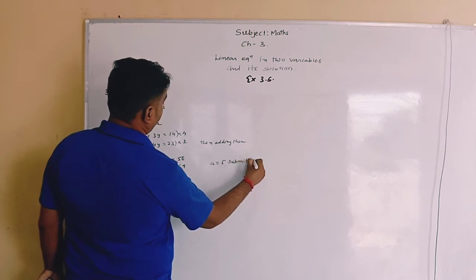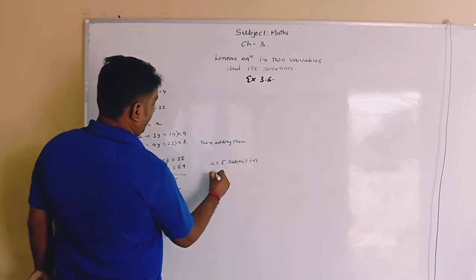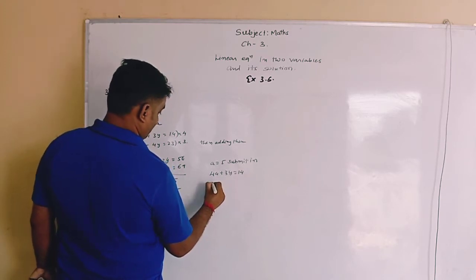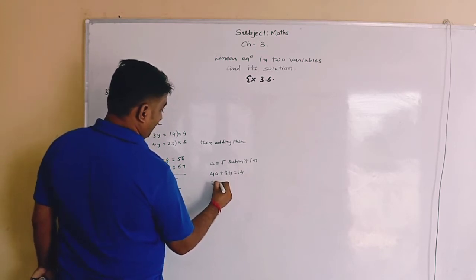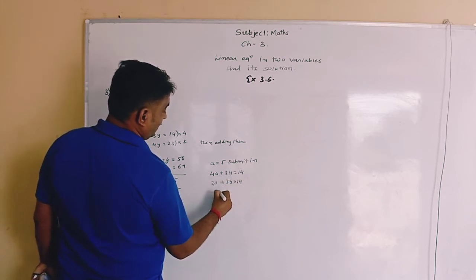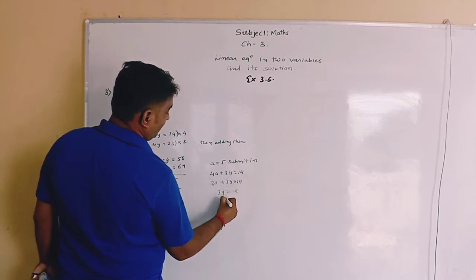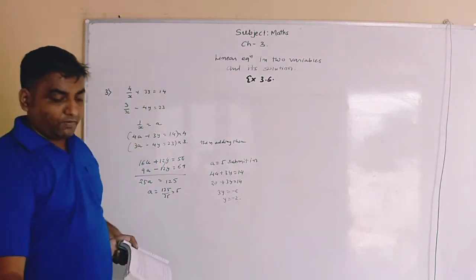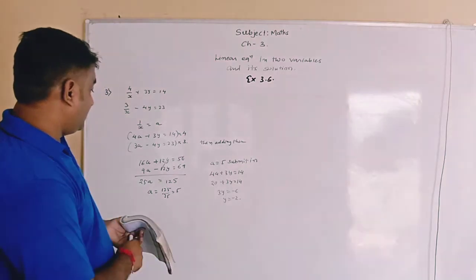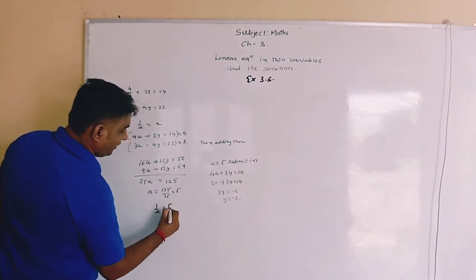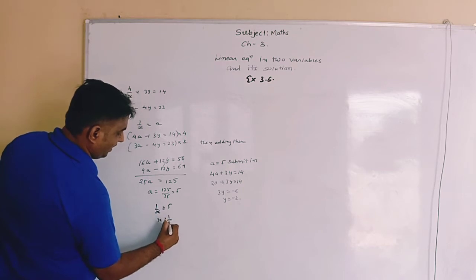Substituting into 4a plus 3y equals 40, so 4 times 5, 20, plus 3y equals 40. And so 3y equals minus 6, so y equals minus 2. Now y equals minus 2 and a equals 5, so 1 by x equals 5, so x equals 1 by 5.